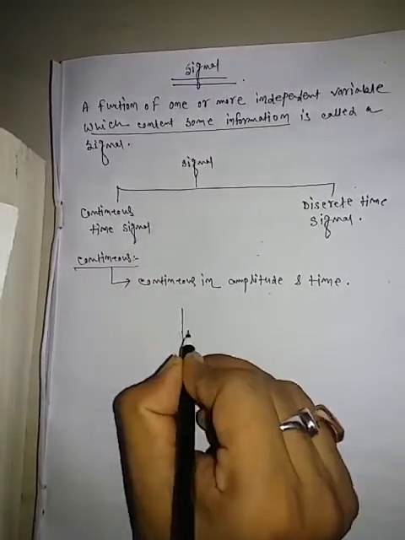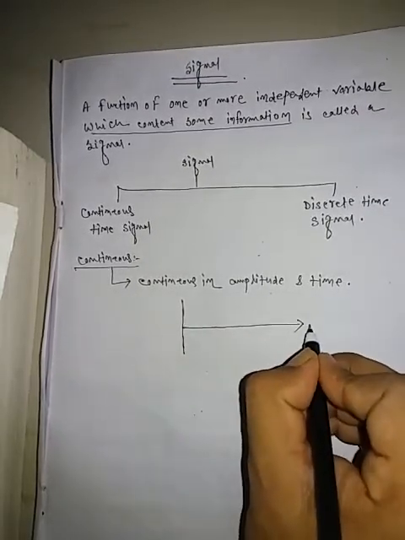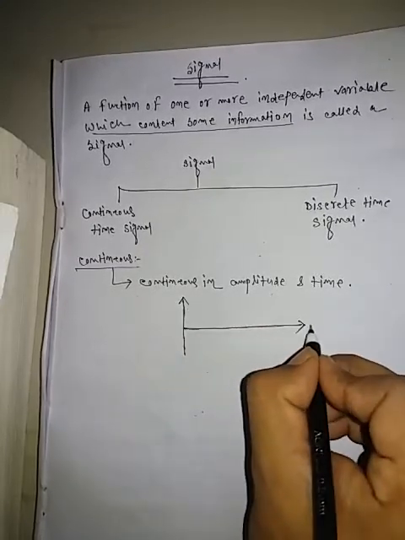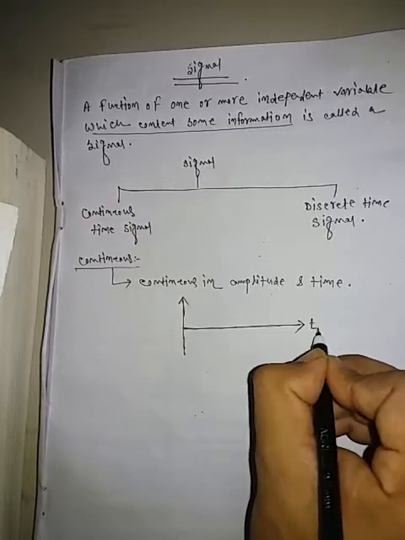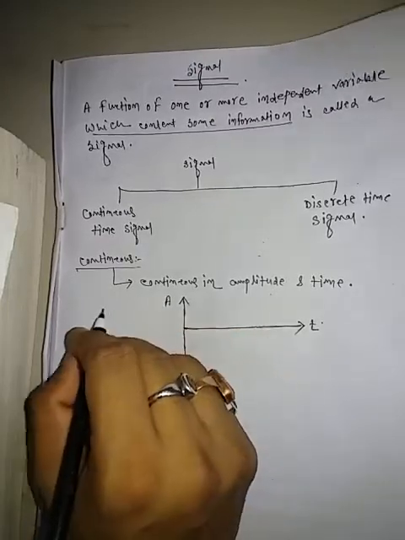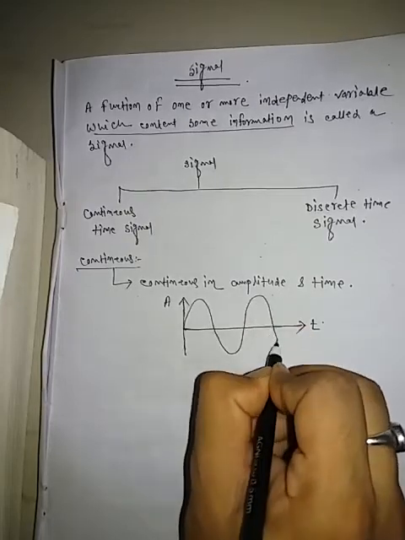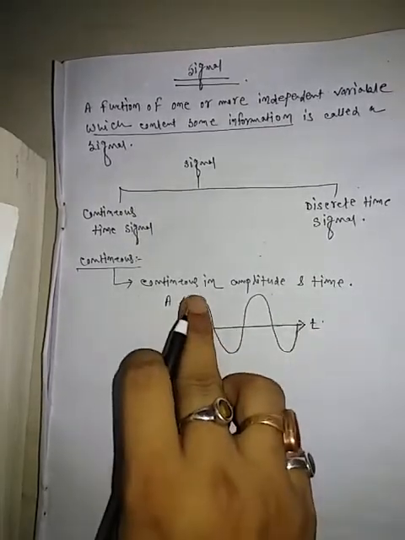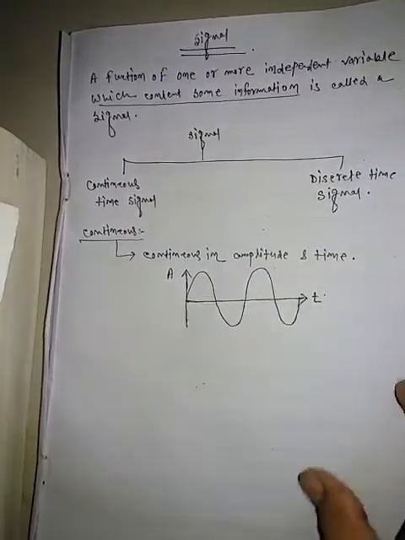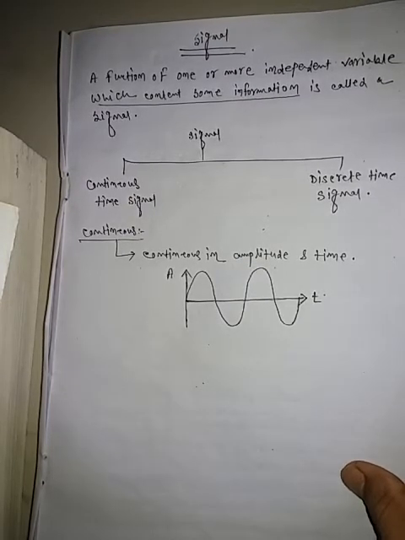So a continuous time signal is plotted here. This is the horizontal axis and this is the vertical axis. The horizontal axis is denoted by time, t, and the vertical axis is denoted by amplitude, A. So this is the continuous form, or continuous time signal, continuous in amplitude and continuous in time. A sine wave signal is an example of a continuous time signal.